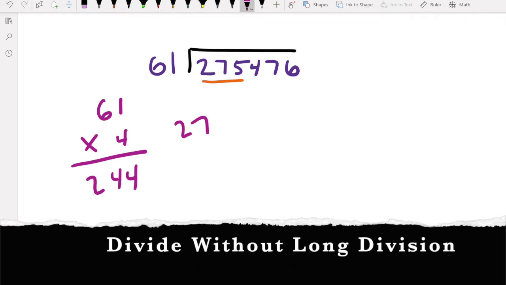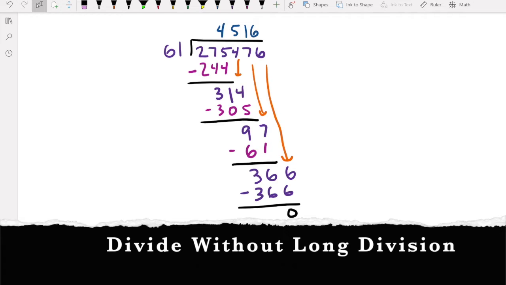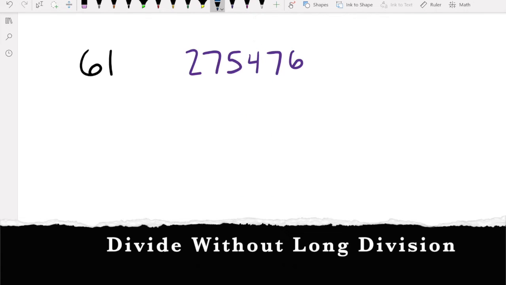Then you got to think of the remainder. The remainder is 275 minus 244, so that's a remainder of 31, and then you have to now drop down the 4 over here, and now you have to figure out how many times does 61 go into 314, and it's the same process. It's very long and takes a long time. So here it is worked out, and it's in all its glory. Requires all of this calculation, and eventually you would get the answer 4,516. But now let's try this other method.